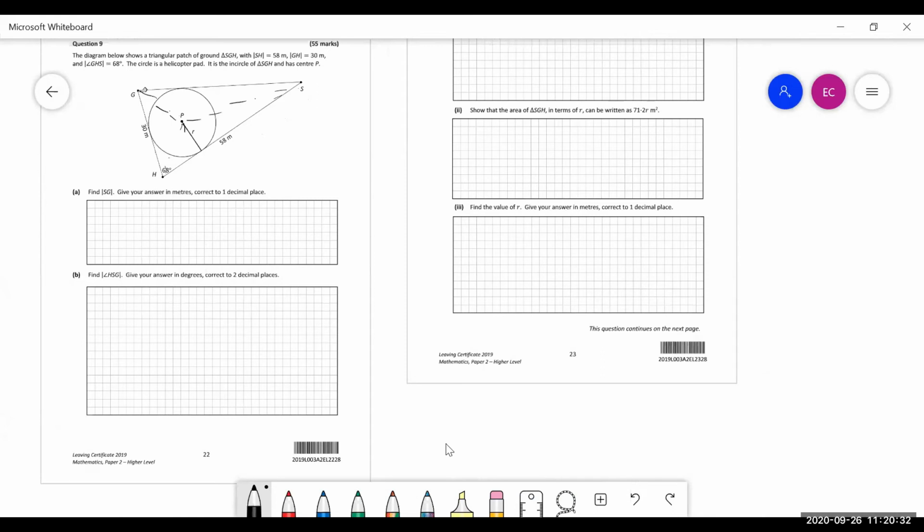So it's to do with a helicopter pad, and basically you start off the first part of it, the SG, you're going to be using the cosine rule to solve that part. In part B there, you're going to be using the sine rule, and then in part C, you're going to be using the formula for a triangle.